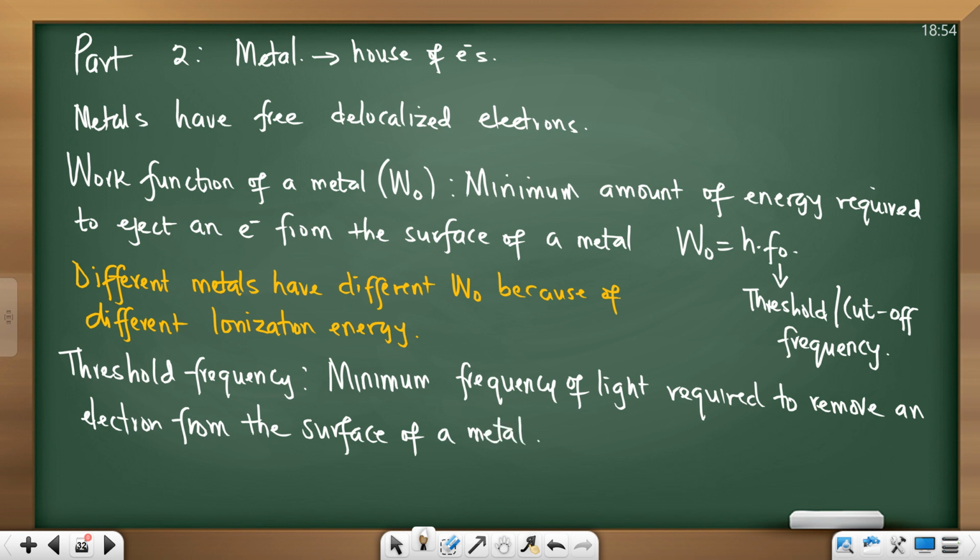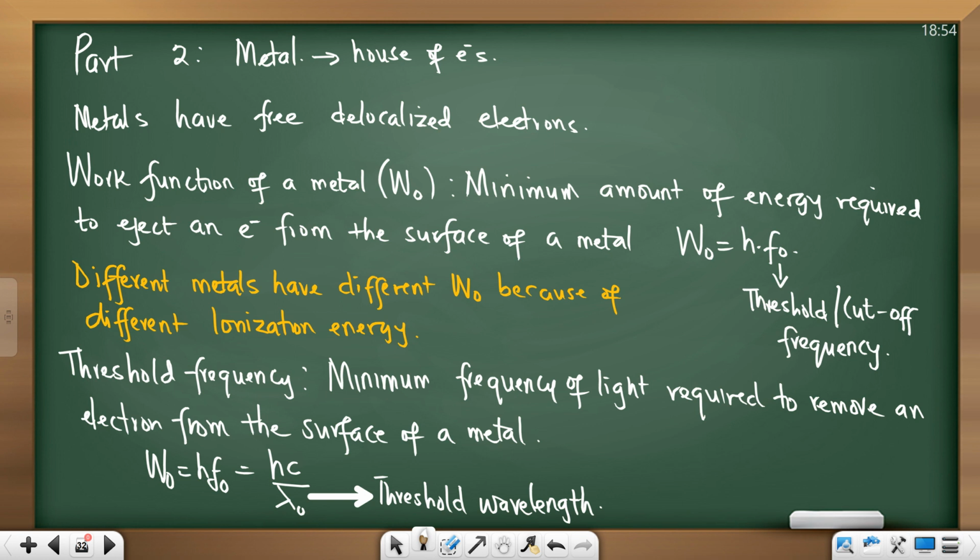From the surface of a metal. And we can also calculate this by saying hf naught, which is equal to hc over lambda naught. Everything has a naught here. And what is this? This is called threshold wavelength. By the way, I'm sure we know that wavelength is measured in meters.